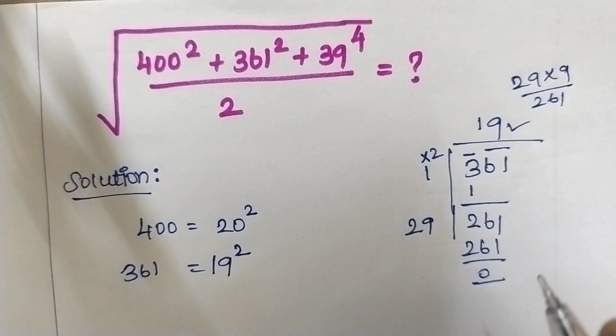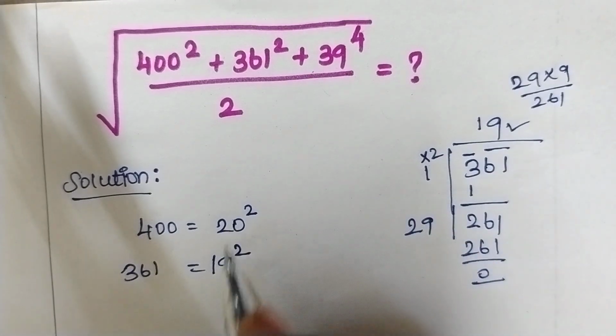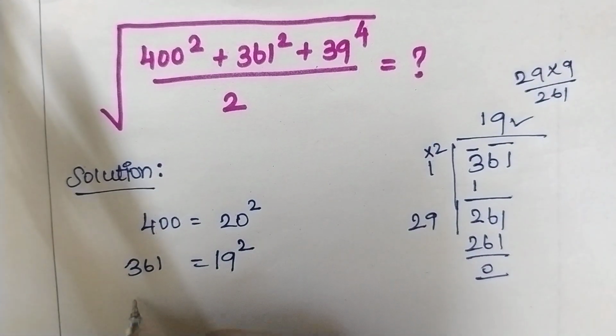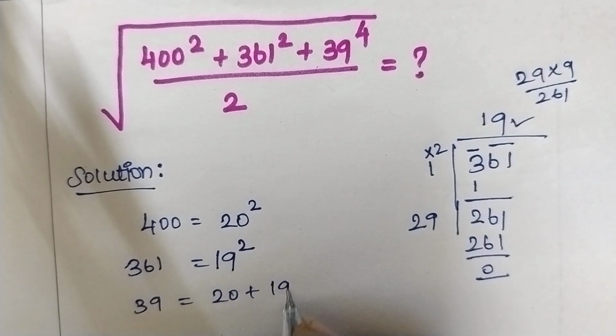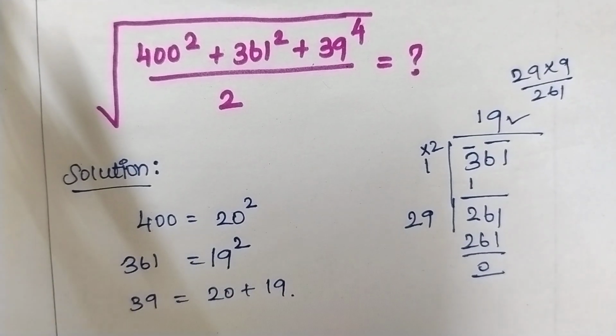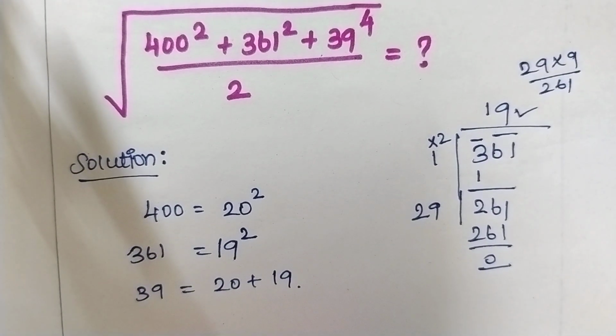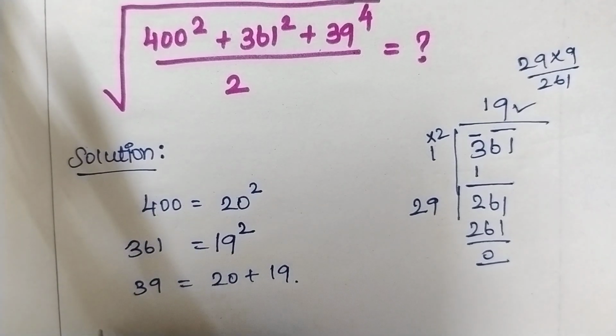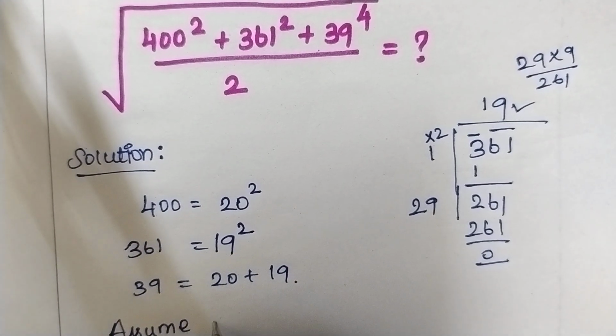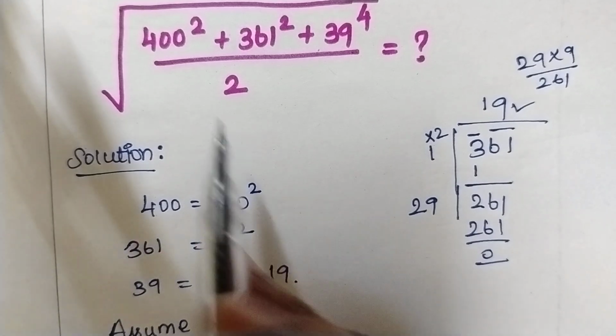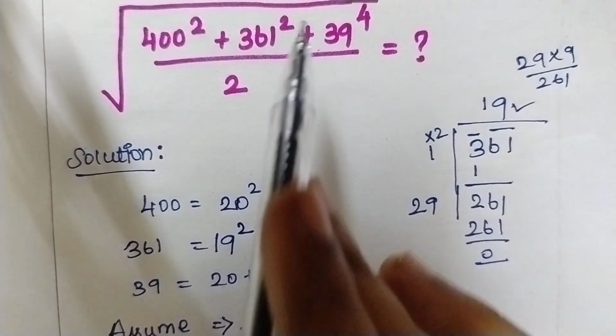Okay. So then if you see here, if we add these two, I will get 39. Is it? 39 is equal to adding these two, 20 plus 19. So just make it into a variable. So here I am going to assume certain things. Before that I am going to apply these values here.